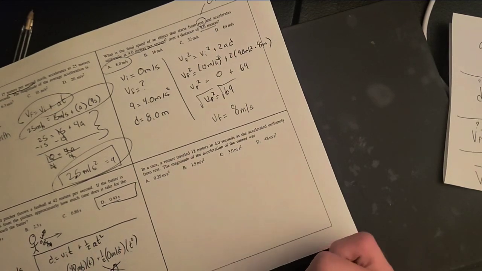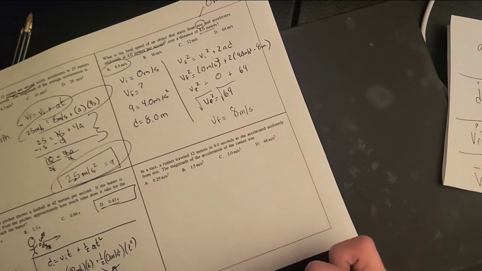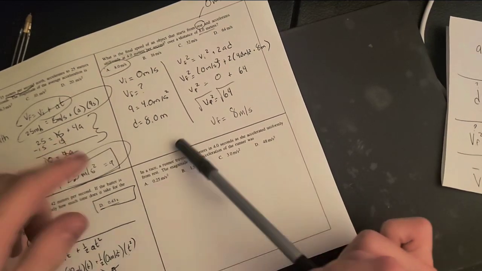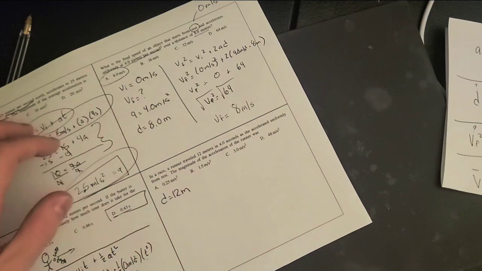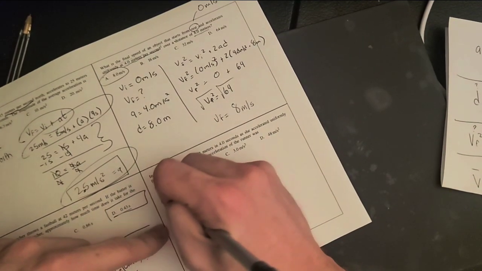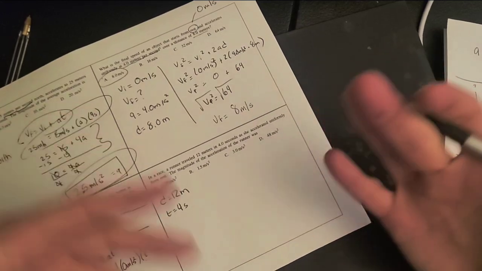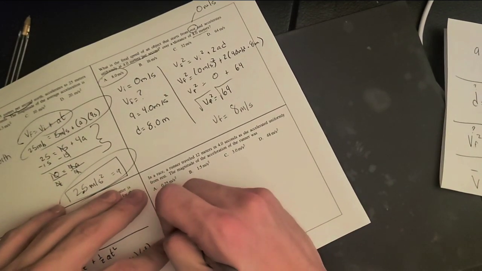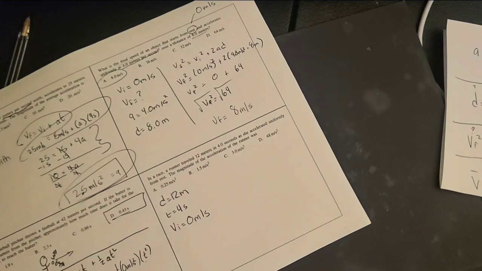In a race, a runner traveled 12 meters in 4 seconds as she accelerated uniformly from rest. The magnitude of the acceleration of the runner was blank. Runner traveled 12 meters, that's a distance. 4 seconds, that's a time. Accelerated uniformly just means that we accelerate at a constant rate. And we know that we're from rest. So if we start from rest, initial velocity is 0.